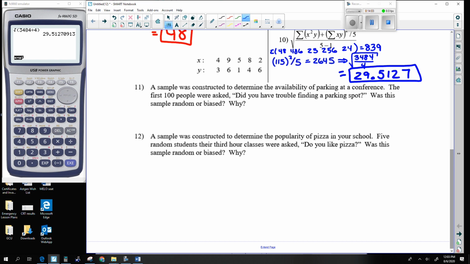Next, the sample was constructed to determine the availability of parking. The first 100 people, did you have trouble finding parking? Was this sample random or biased? This is biased. Again, if you want to know about all these people, but you only ask the first 100, you're not getting a fair representation of the entire population. Because you already know the answer before you ask the question. Do you think that the first 100 people had problems finding parking? No! Parking lot was empty. Not everybody had a chance to be asked.